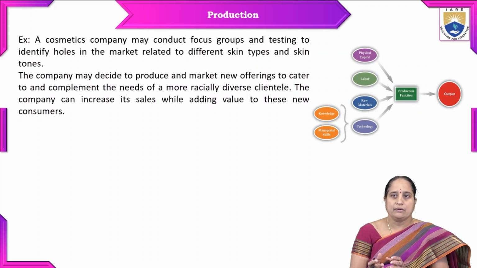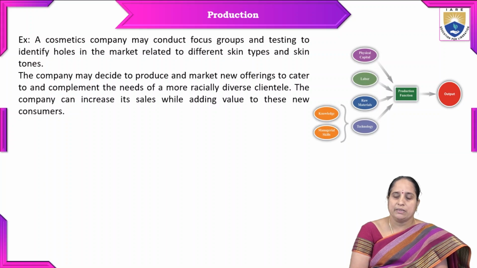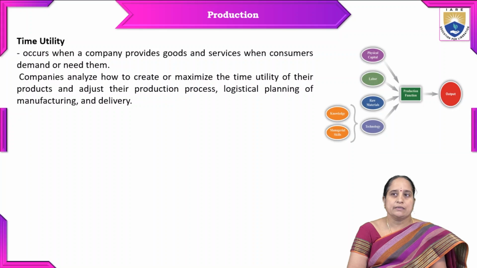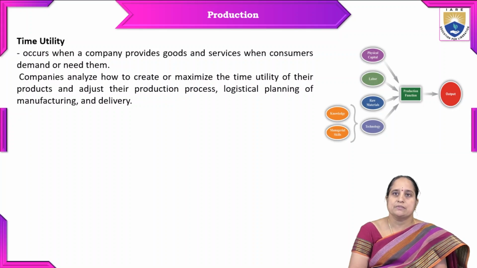So based on that, they produce the goods and services. The company can increase its sales while adding value to these new consumers. So those who have different skin tones, based on that, they come out with different types of products that satisfy the needs of different consumers in a market. So that is known as form utility. The second type of production process or utility is time utility.